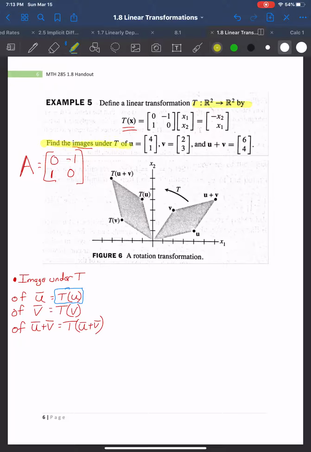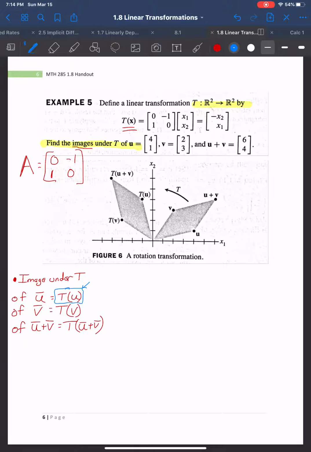Find the images of T, or my apologies, find the images under T of, and what you need to be able to do is translate that as saying, well, the images under T of u is simply T of u. The images under T of v is simply T of v, right? Just keeping track of your vocabulary. All right, so let's go through this really quickly.